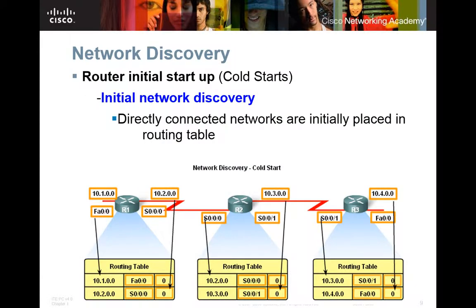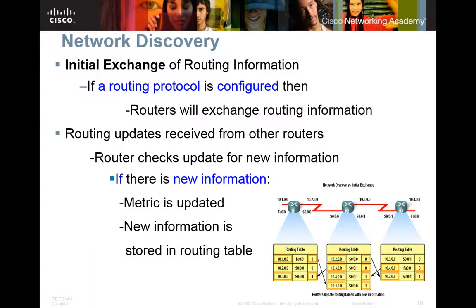All right. Initial network discovery. Basically, as they pop up, they go, okay, here's my routing table. I'll send it on so everyone knows how to find each other. If a routing protocol is configured, they exchange information. If it's not, they don't. Why not? Because there's nothing to change. All right. If there's new information, we can replace our T1 with the T3.